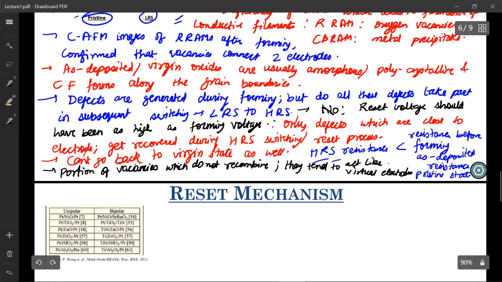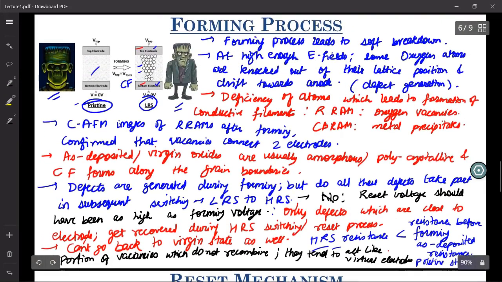Since they can conduct, they tend to act like virtual electrodes. Now the problem with the forming process is that a very high voltage is required for inducing these defects, because soft dielectric breakdown is not an easy process. You need to migrate your oxygen atoms. They need to be knocked off. And for that, you need to provide high energy.